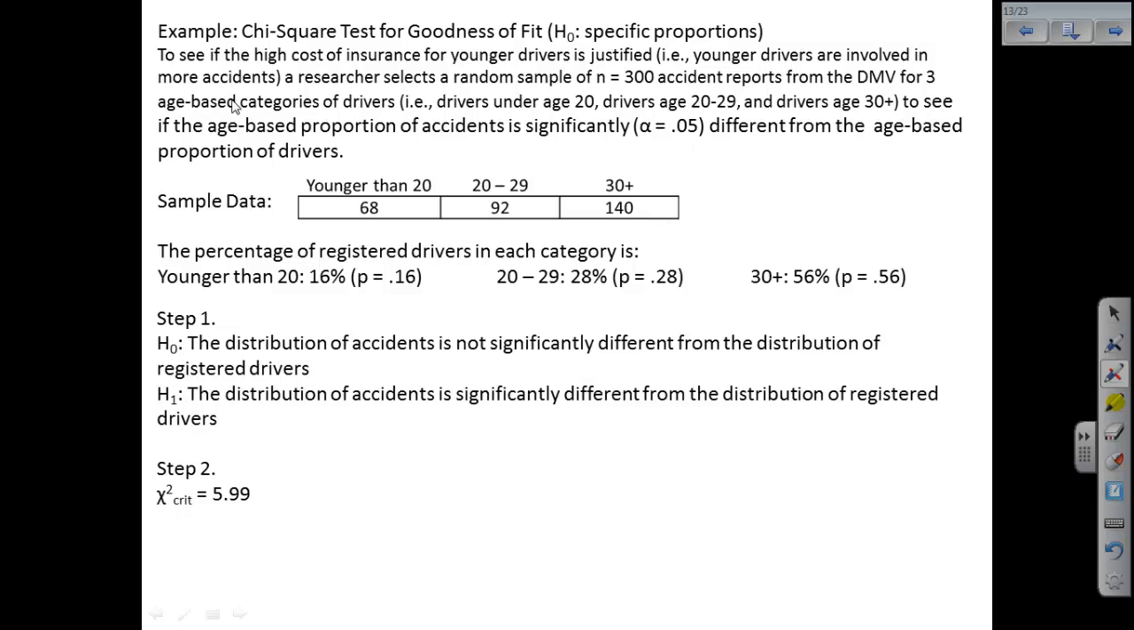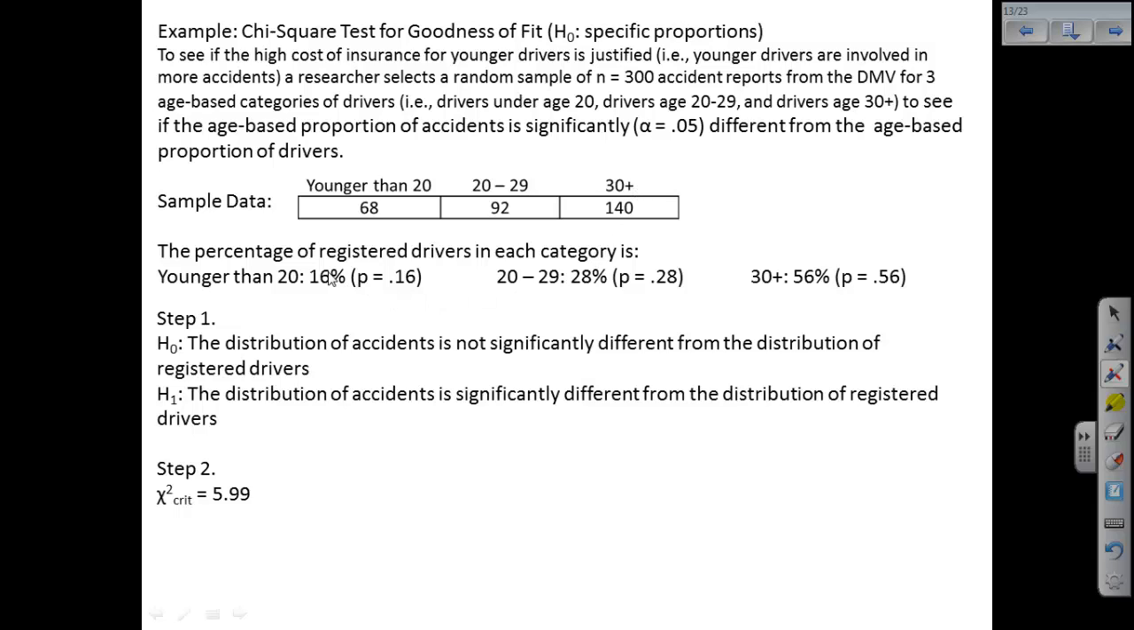So everything is the same in the problem as before, only now we want to see if the age-based proportion of accidents, this, is significantly different from the age-based proportion of drivers, this right here. Now keep in mind that our observed data is turned into frequencies already. These are not proportions, these are frequencies. But we want to know what would be the frequency that we would expect if 16% of our sample were younger than 20, and 28% of our sample were between 20 and 29, and 56% of our sample were 30 plus.